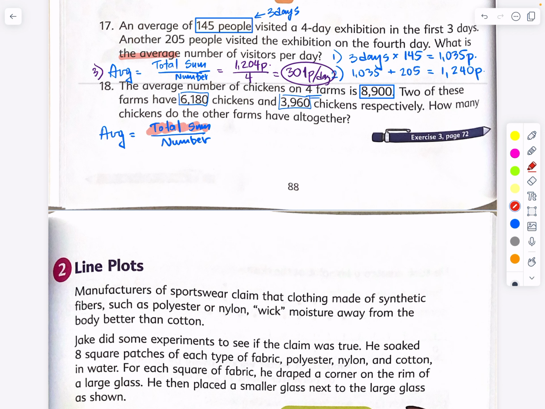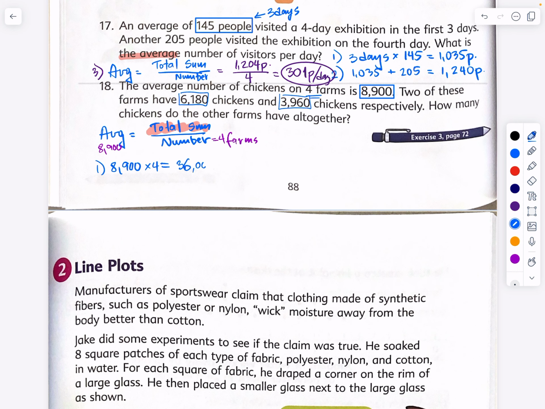We don't know the total number of chickens on 4 farms, but we do know that the average, I can substitute right here. We do know that the average is 8,900 and we have 4 farms. Can we find the total number of chickens on all 4 farms using the opposite operation, which is multiplication? Of course we can. Step 1, 8,900 times 4. And I don't even need to stack it up. I can just say 8,000 times 4 is 30.